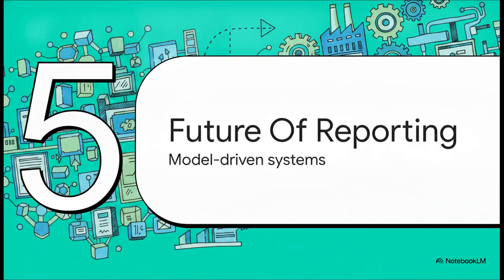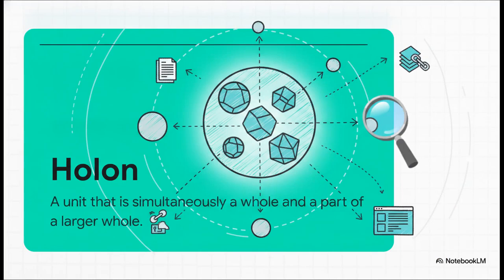Which brings us perfectly to our final section, the future of reporting and the rise of model-driven systems. We've seen the microscopic building blocks, so let's zoom back out to the macro vision of industrialized, automated reporting. A really vital concept to grasp here is the holon. A holon is something that is simultaneously a whole, but also a part of a larger whole.